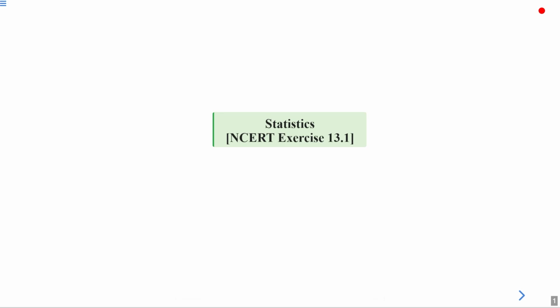Hello students, welcome to this lecture on statistics. In this lecture, we will discuss NCERT exercise 13.1.